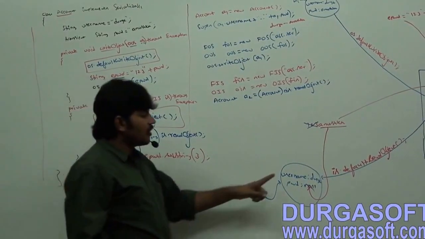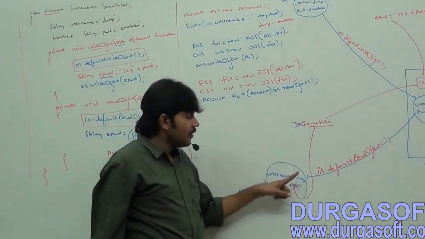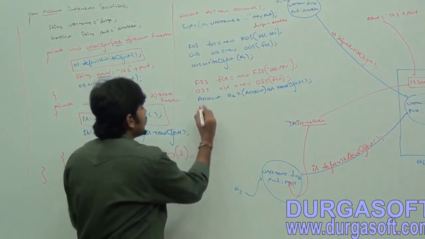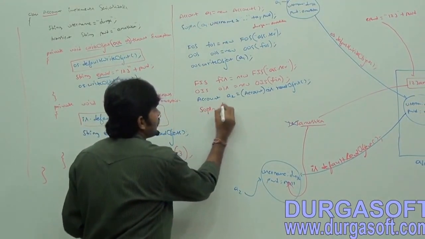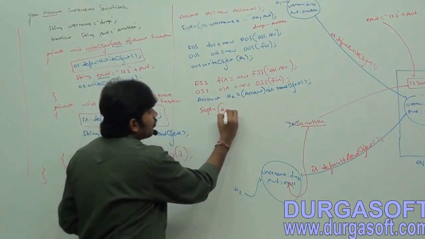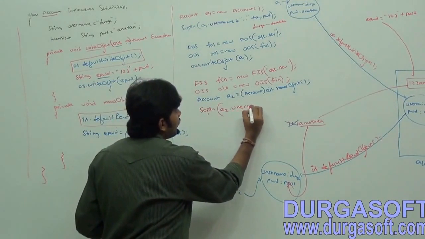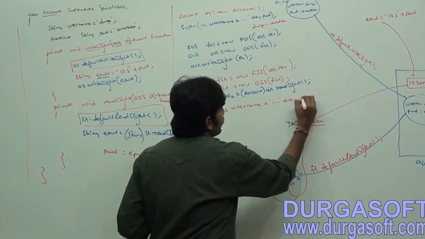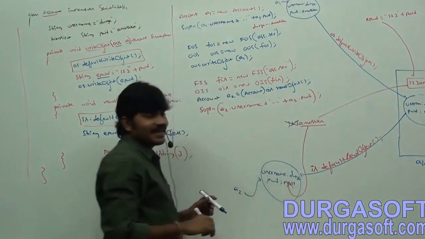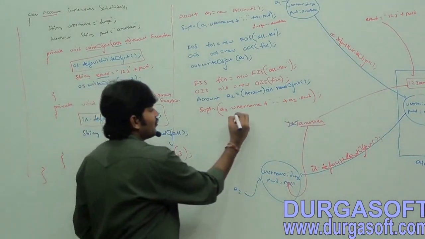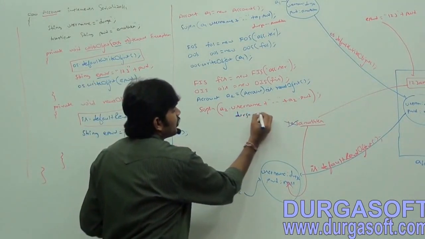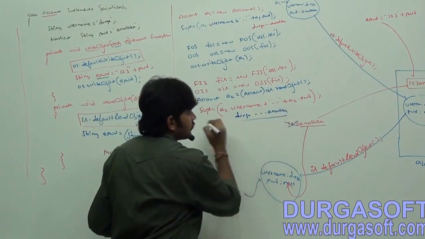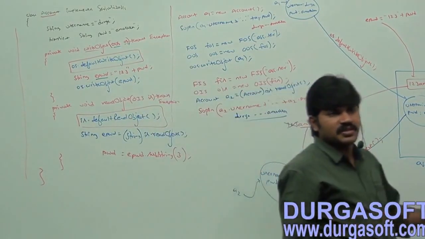Now, can you tell what is the username? Durga. What is the password? Anushka, right? Now let me repeat. System.out.println(a2.username + a2.password). Can you tell what the answer is? a2.username, what is the answer? Durga. a2.password, Anushka, right? That's all. Is any explanation required, Anna?